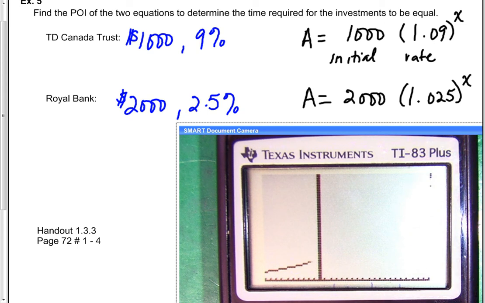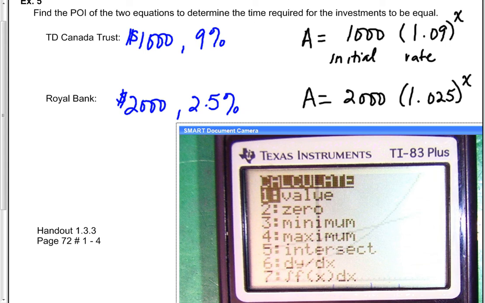So there is the TD equation. It's growing exponentially at 9%. And there's the Royal Bank. Starts with more, but the rate of growth is smaller. There's the point of intersection. Let's get the calculator to tell us where that point of intersection is.